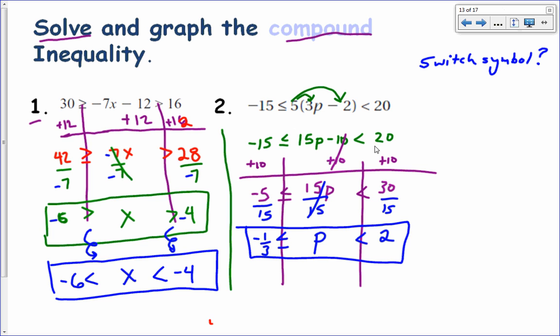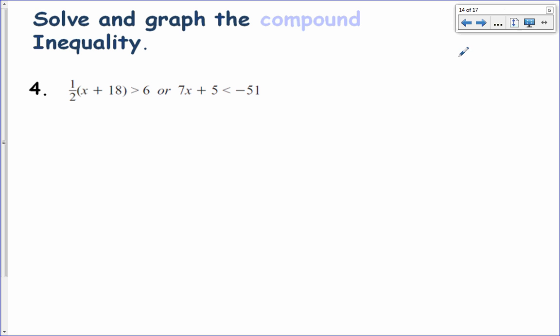Okay. Those are my solutions, guys, for the first two problems. These are compound inequalities that need to be solved, and we just solved them. Way to go. For our next problem, same thing, another compound inequality.